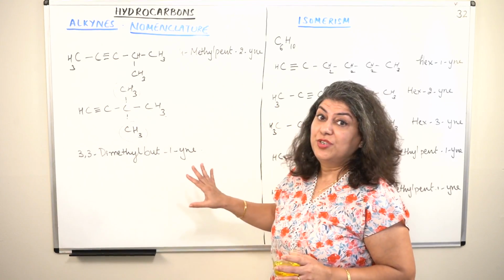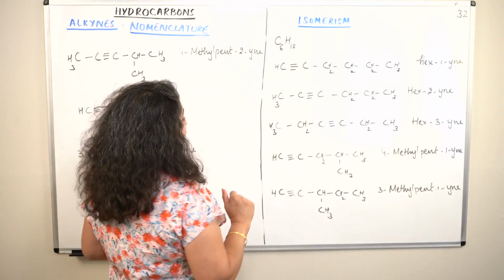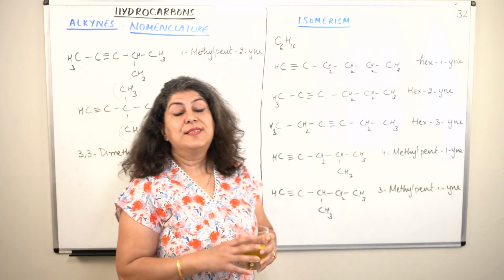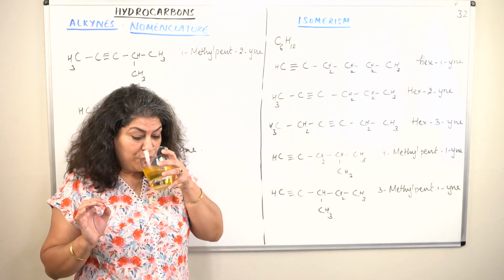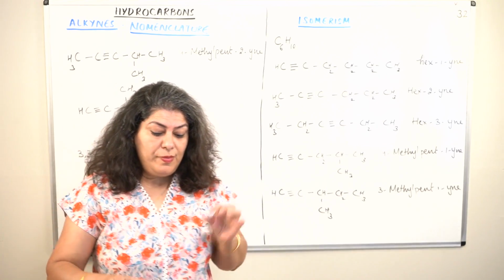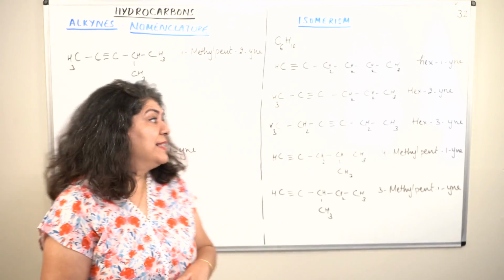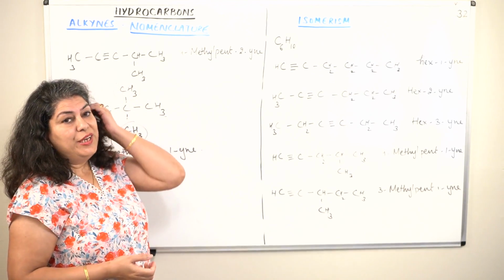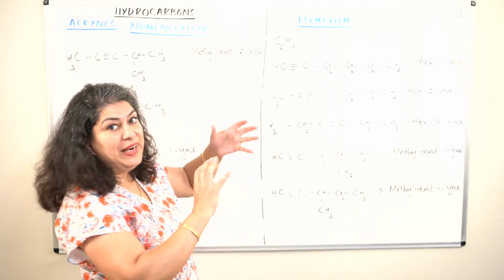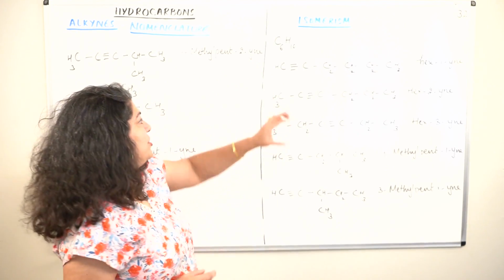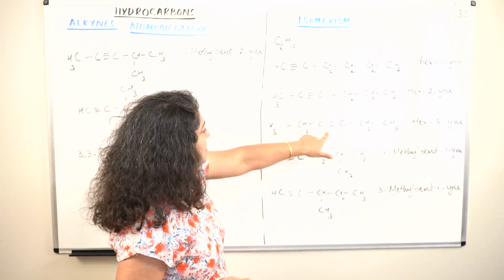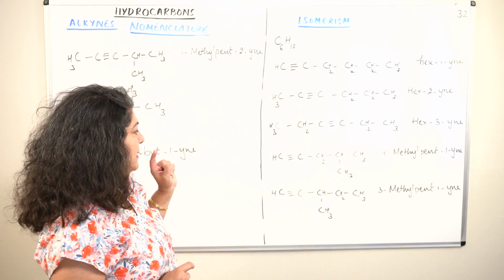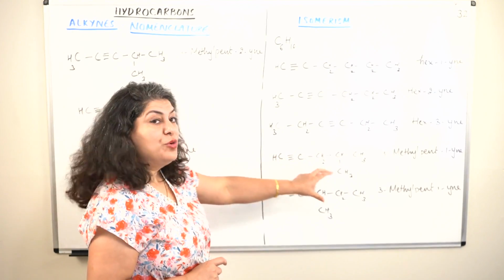So how many isomers did we get in the case of hexyne? 1, 2, 3, 4, 5, 6, 7. There are 7 possible isomeric forms. Now, what you have to do is see which ones are position isomers and which ones are chain isomers. And you have to relate them, the pairs. This, this, this. These 3 are position isomers, right? These 2 are also position isomers.